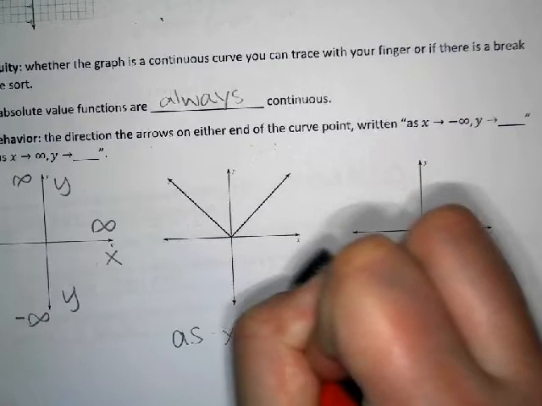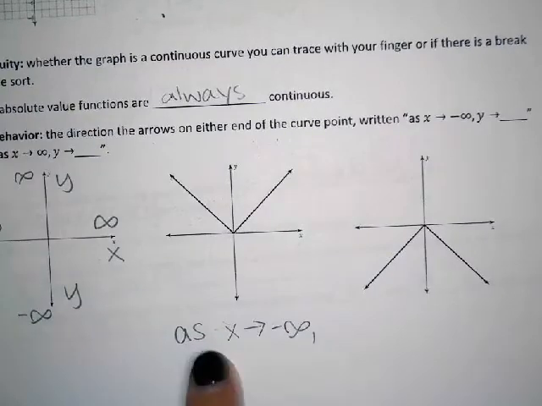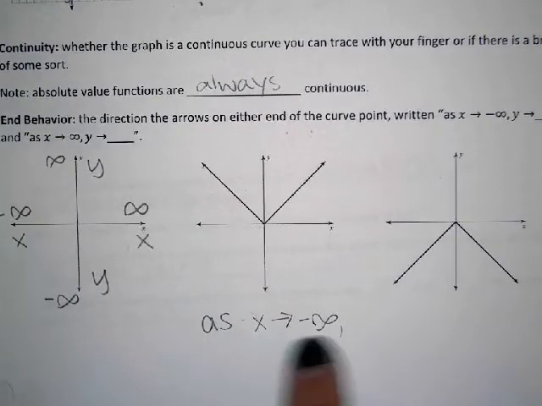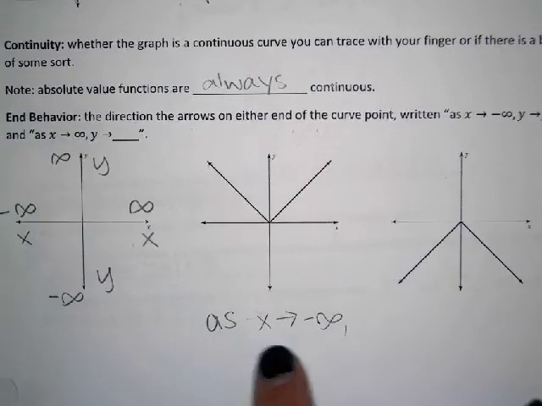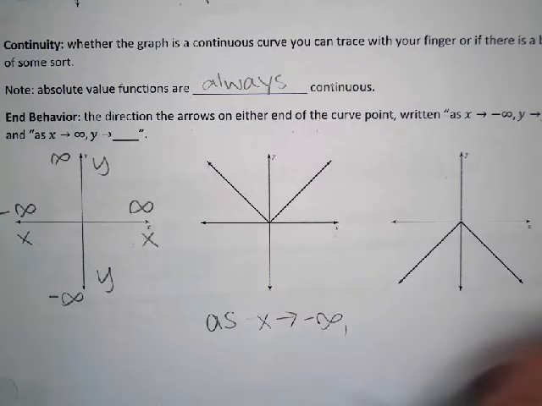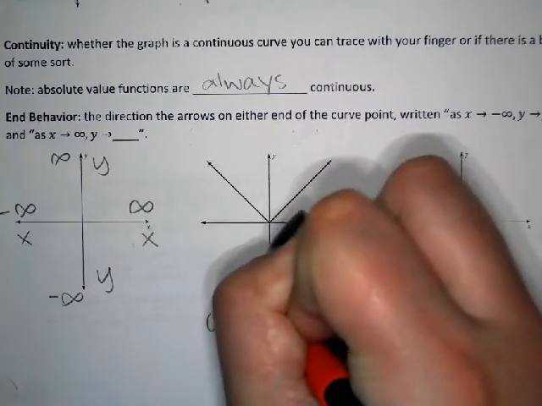So x goes to negative infinity. That's how I say left arrow. Does that make sense? x goes to negative infinity. This is how I write left arrow. That's how I write left arrow.